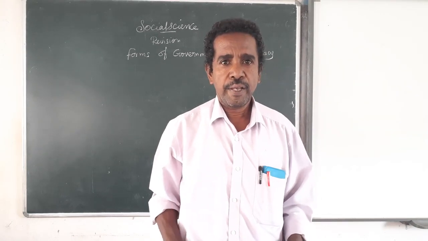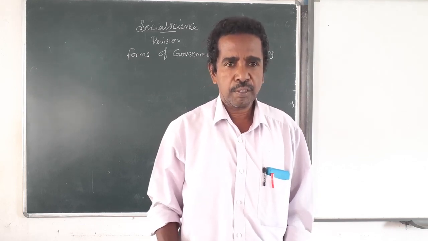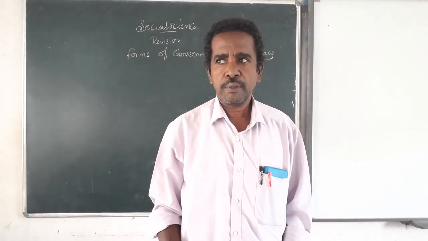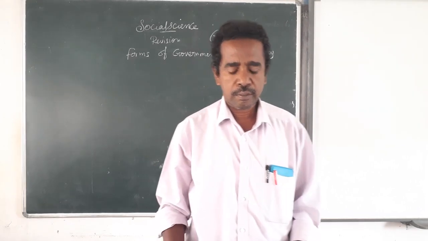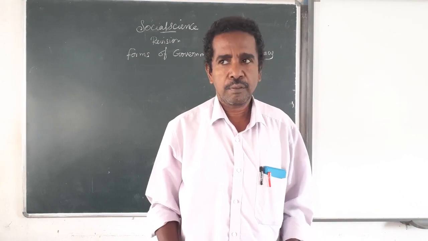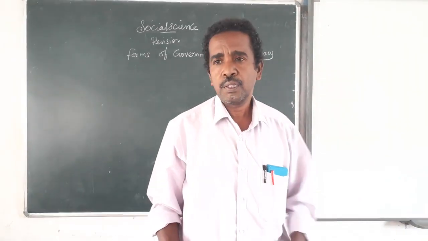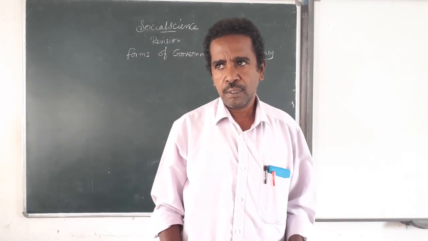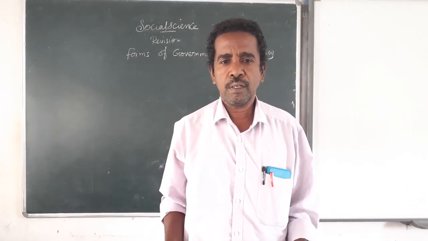Today we are going to revise civics lesson 1, that is forms of government and democracy. I plan to revise because we are going to write a test. For the test, the civics part, the first lesson is given. You have to learn all the answers from this lesson. Answers are given. I will revise all these answers once.